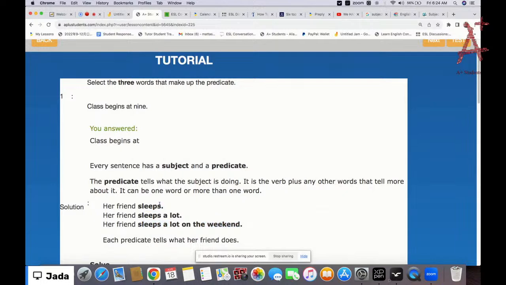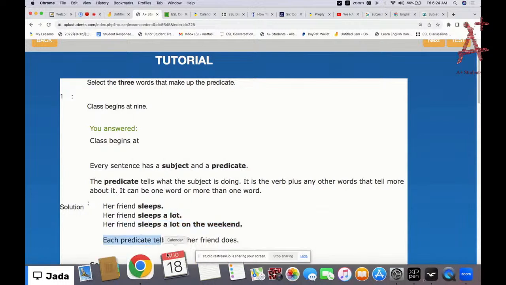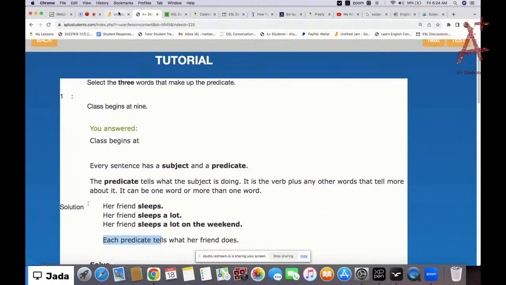So sleeps here is the verb, and that is the predicate, because that is what the person is doing in the sentence. Sleeps a lot is more than one word, attached to the other words. Sleeps a lot on the weekend. So it is the verb plus any other words that tell me about it, the words that tell about what her friend is doing.